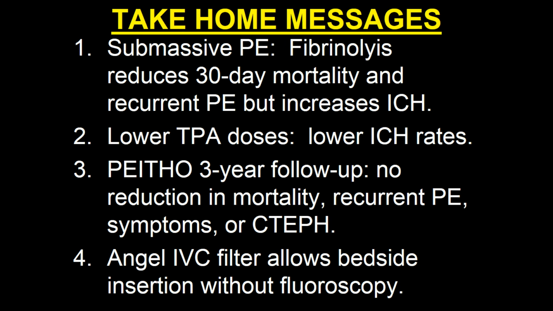So our take-home message is that with submassive pulmonary embolism, fibrinolysis reduces 30-day mortality and reduces recurrent pulmonary embolism, but increases intracranial hemorrhage. Lower doses of TPA will in turn lower the intracranial hemorrhage rates. The fibrinolysis 3-year follow-up shows no reduction in mortality, recurrent PE, symptoms, or chronic thromboembolic pulmonary hypertension. And the Angel inferior vena cava filter allows bedside insertion without fluoroscopy.